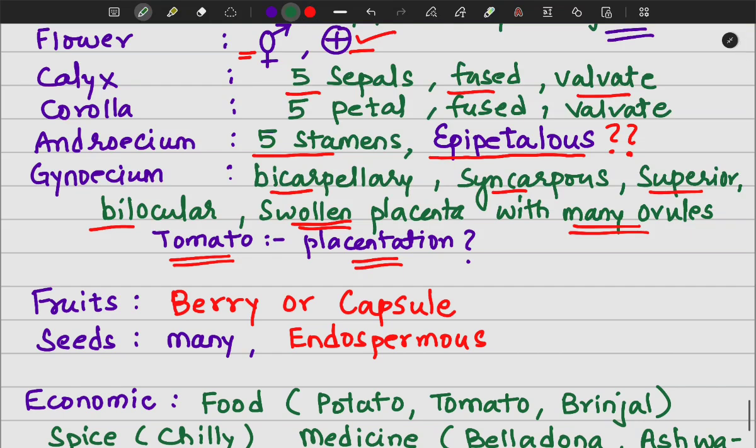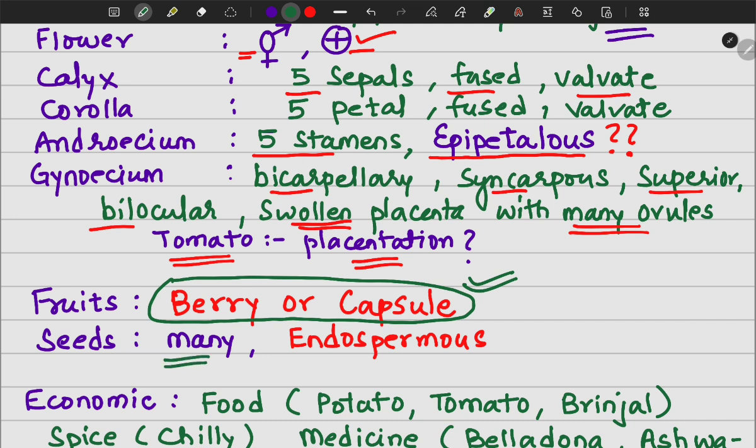If we talk about the fruits, then the fruits are called berry or capsule. Okay, so this is an important term. Please remember it. The fruits of the Solanaceae family are called berry or capsule. Now the seeds are many, since ovules were many, so obviously seeds will be many, and the seeds here are endospermous. Yes, although the plants of this family are dicots, the seeds are endospermous.